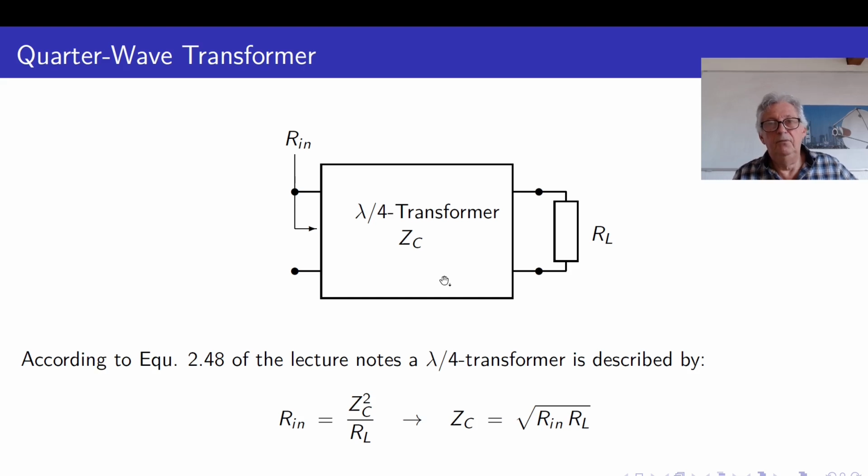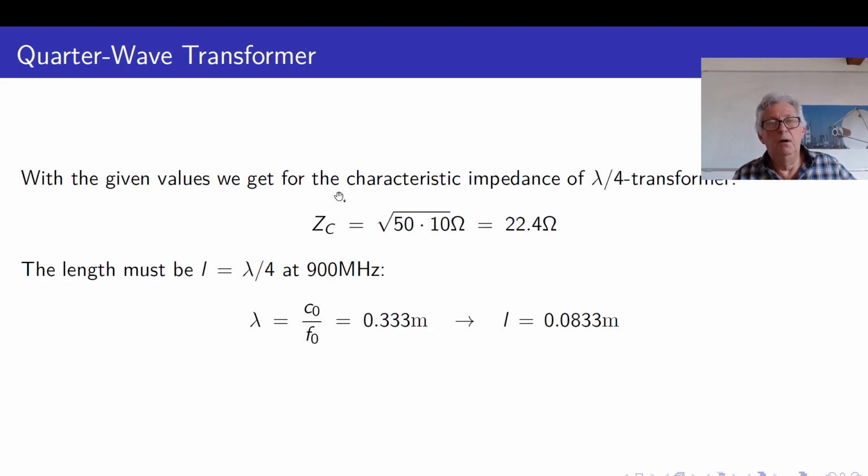And in the next step we will do this. With our values here we will get a characteristic impedance of 22.4 ohm. So we must use a transmission line with this characteristic impedance.